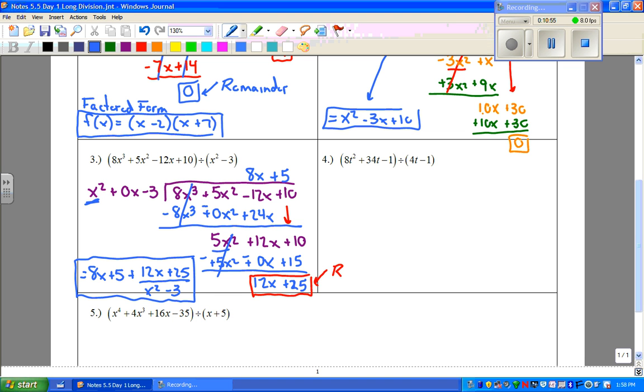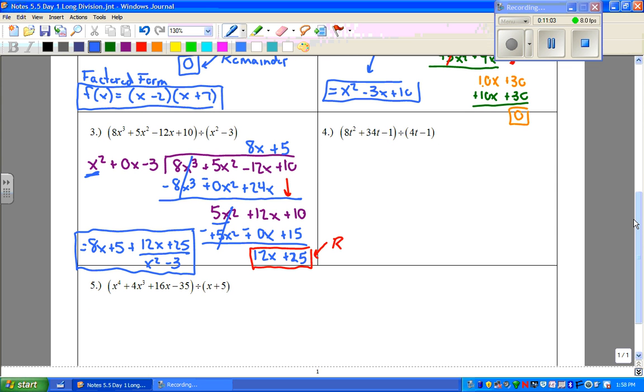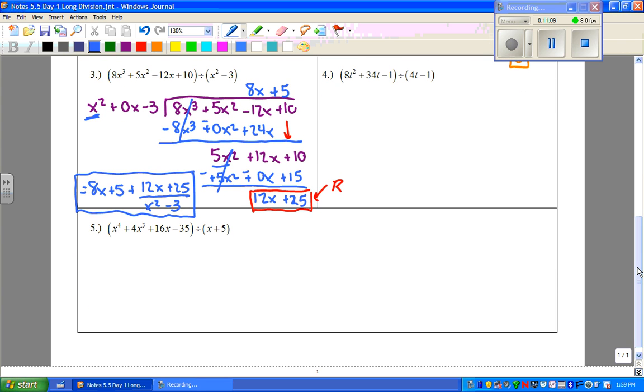Okay. Let's go ahead and end it there. Let's try one more. All right, let's go to number 5 here, okay? Let's do this long division problem.